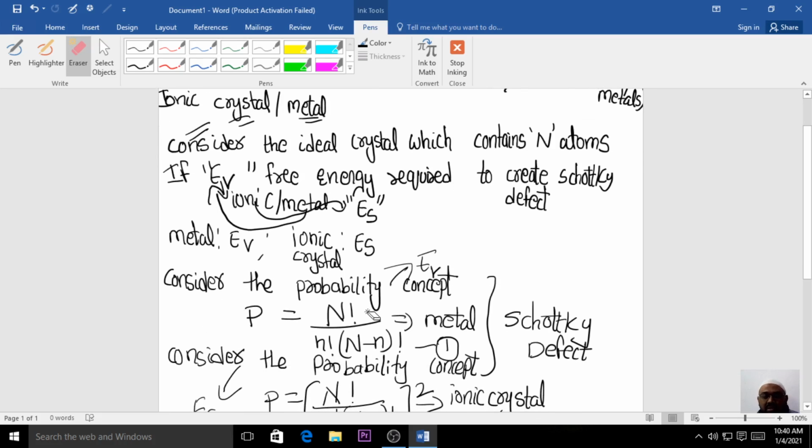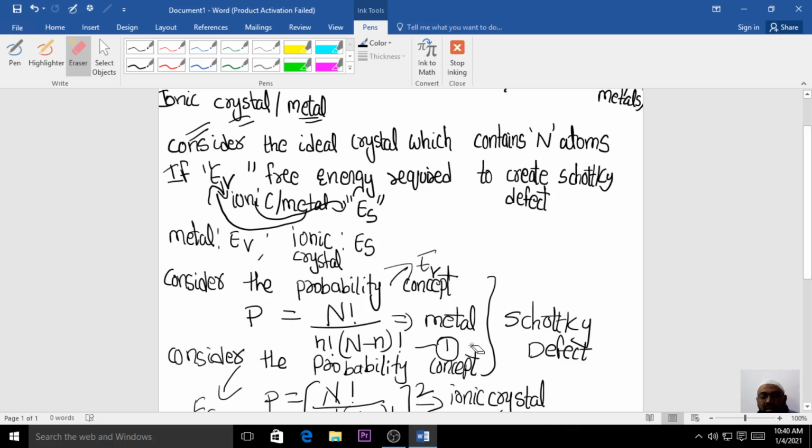Now this is the theoretical concept. So how can we write it mathematically, since we only know that there are capital N number of atoms and there is a small n number of Schottky defects that can probably be created. For that we'll use the permutation and combination function. So in the permutation and combination function, we'll write P is equal to capital N factorial by small n factorial into capital N minus small n factorial.